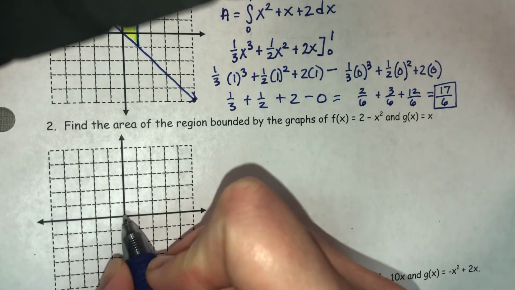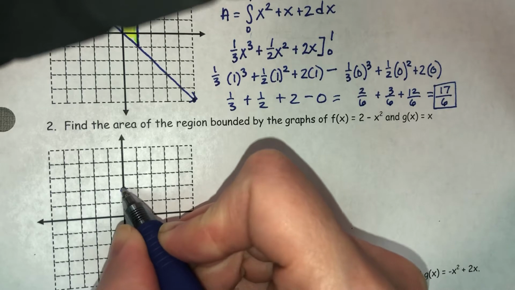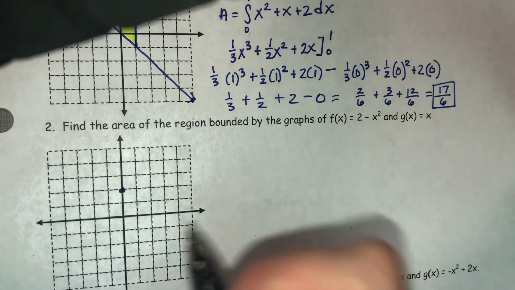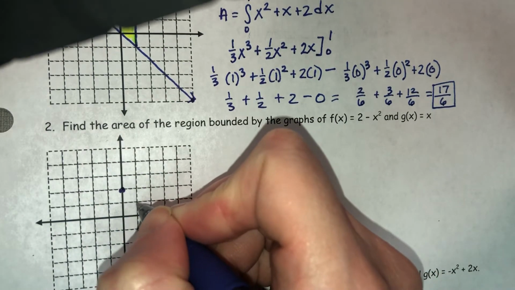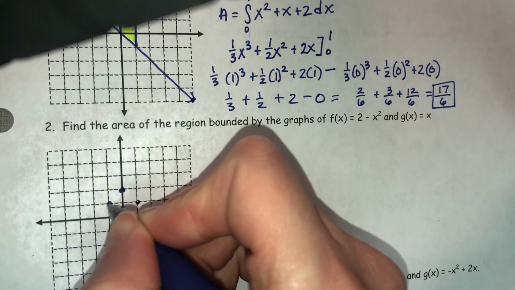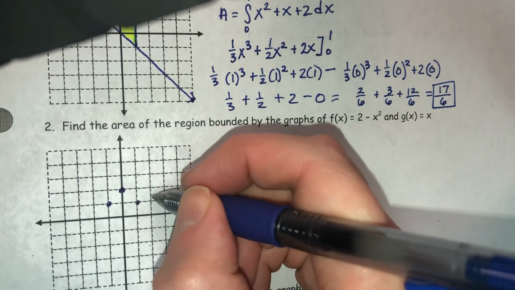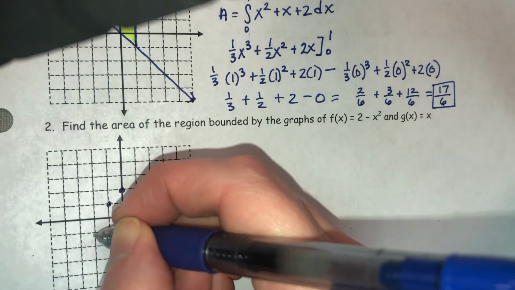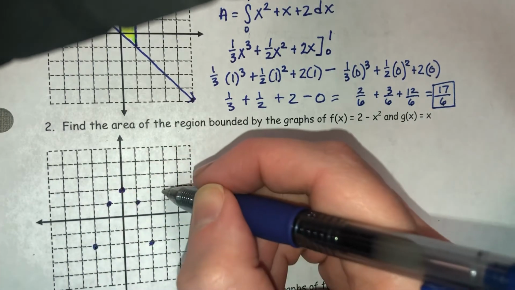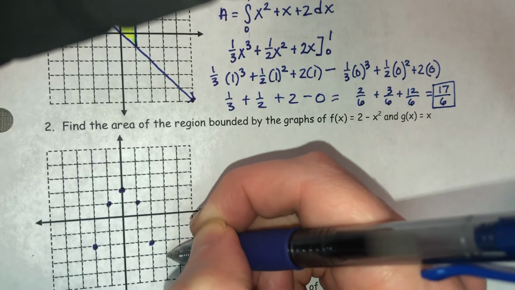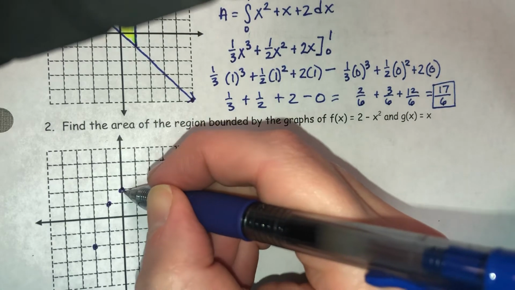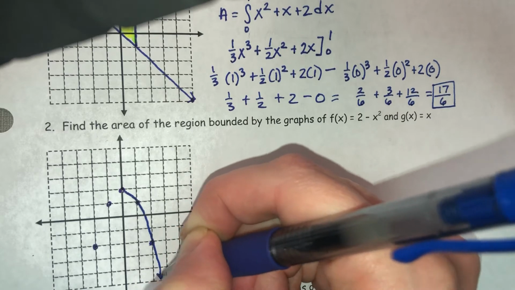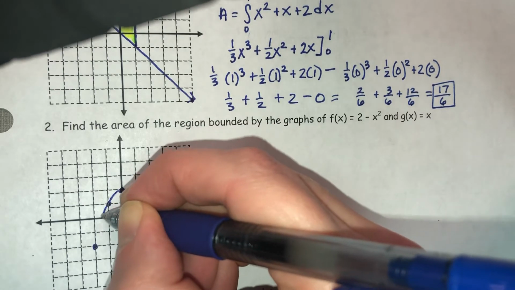So we still have a vertical shift of 2, so our vertex will be at 2, but this time our graph opens down. So out 1, down 1, because of the negative x squared, and then out 2, down 4. And 3 would be down 9. We don't quite have enough room to go to that one. So we've got the downward opening parabola.